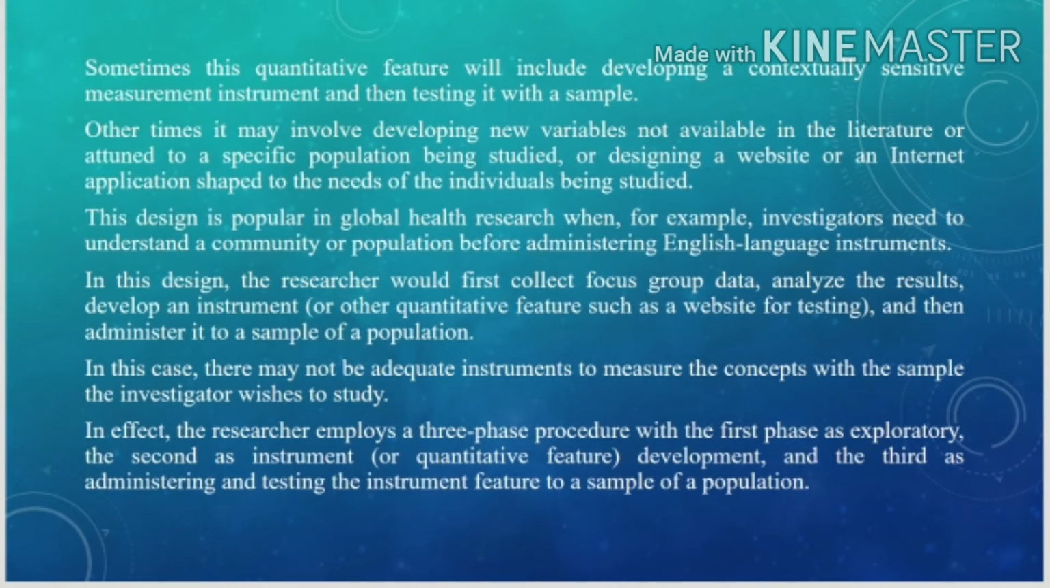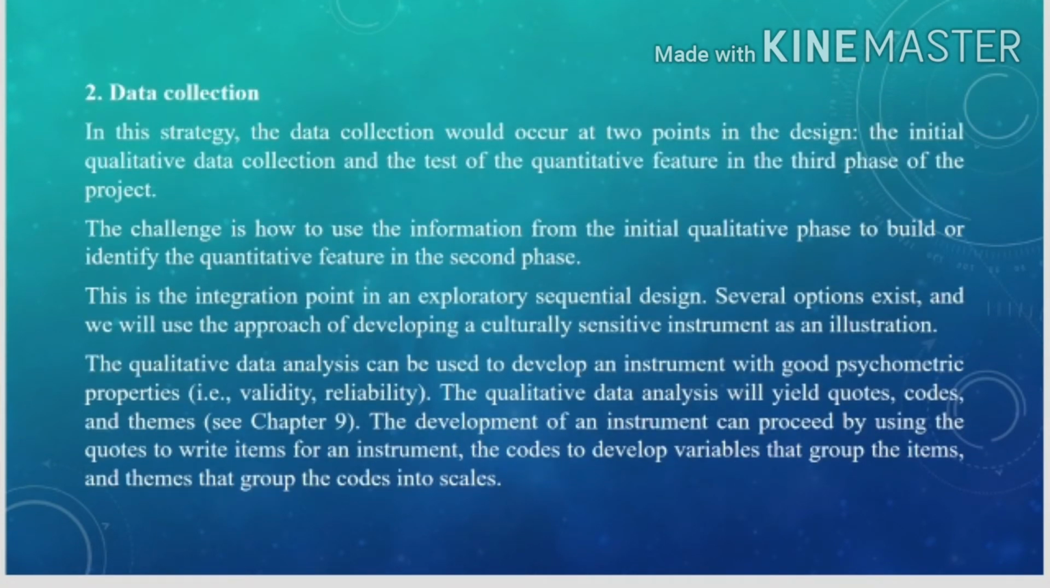In effect, the researcher employs a three-phase procedure where the first phase is exploratory, the second is instrument, or quantitative feature, development, and the third is administering and testing the instrument feature to a sample of a population. 2. Data collection. In this strategy, the data collection would occur at two points in the design, the initial qualitative data collection and the test of the quantitative feature in the third phase of the project.